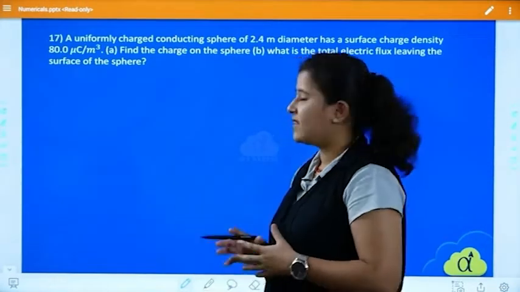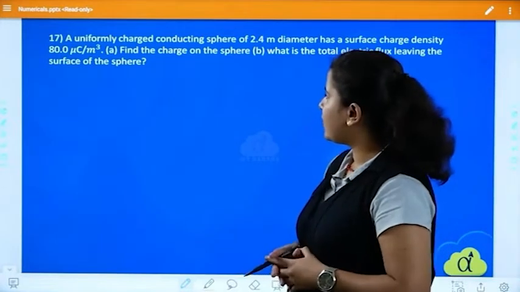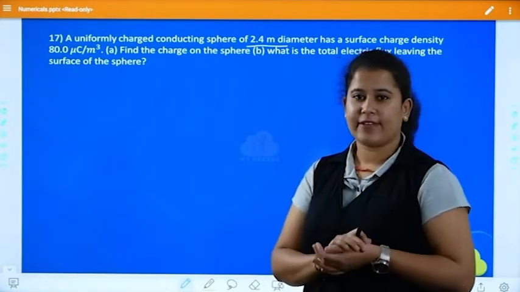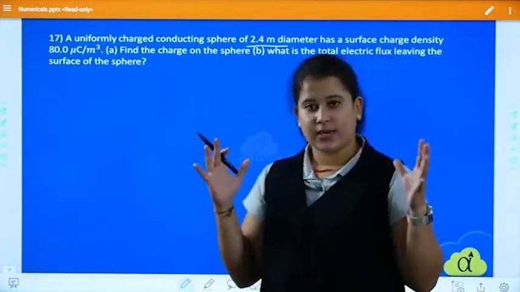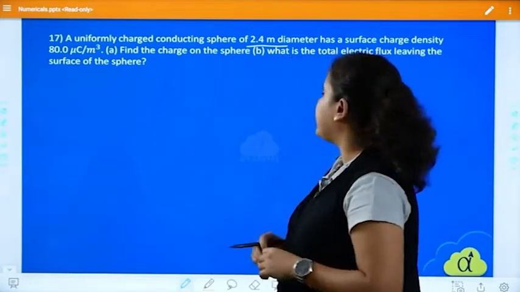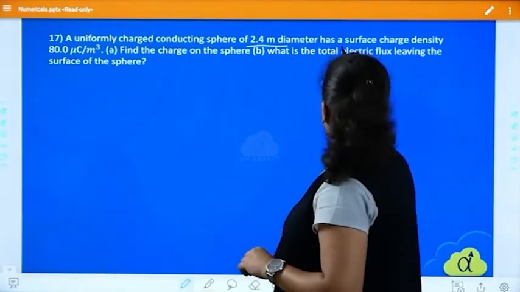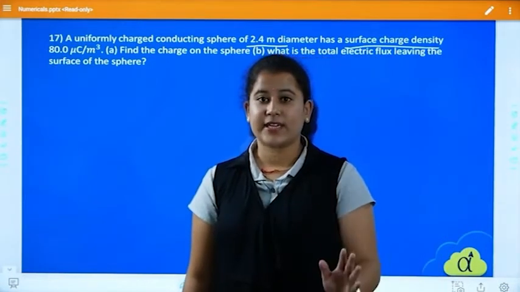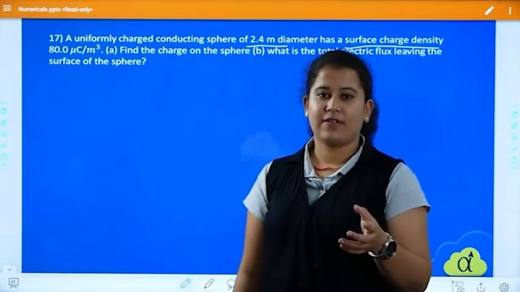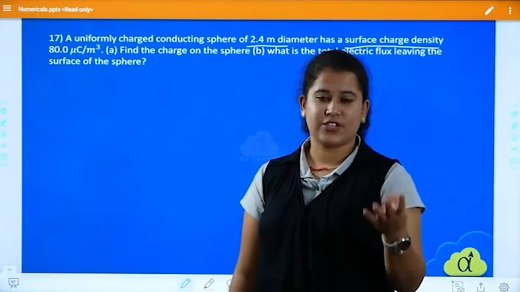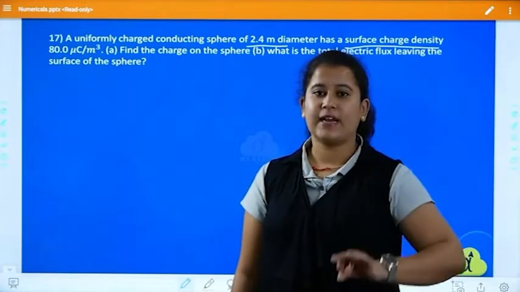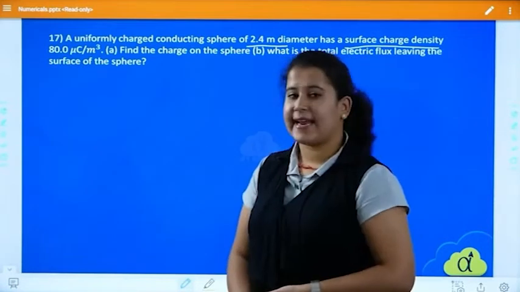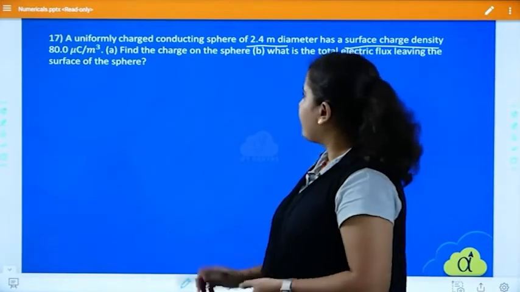Now we'll take the last question, that is a uniformly charged conducting sphere of 2.4 meter diameter. They have given me a uniformly charged conducting sphere with a diameter of 2.4 meters, and it has a surface charge density. Where did we learn that? We learned it in continuous charge distribution, where we came across linear charge density, surface charge density and volume charge density. They have given us a surface charge density of 80.0 microcoulomb per meter cube. Find the charge on the sphere.